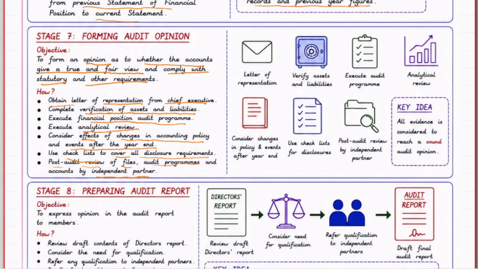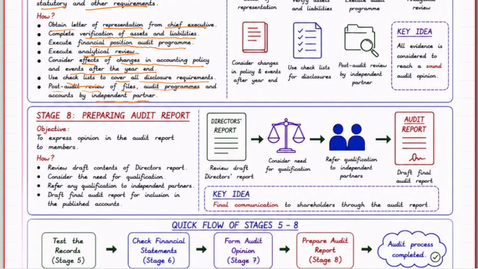Now, stage 8, which is the last stage, is preparing audit report. So stage 8 is preparing what? Audit report. And we have formed audit opinion in stage 7. So we have to prepare audit reports. And the objective is to express opinion in the audit report to members.